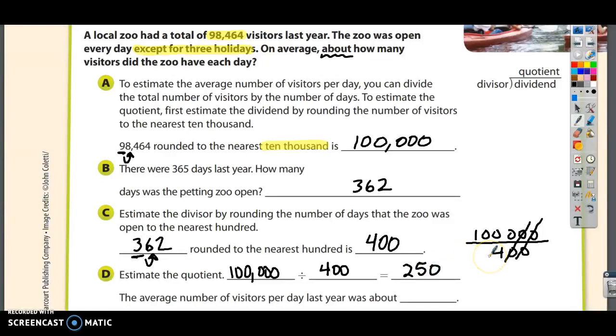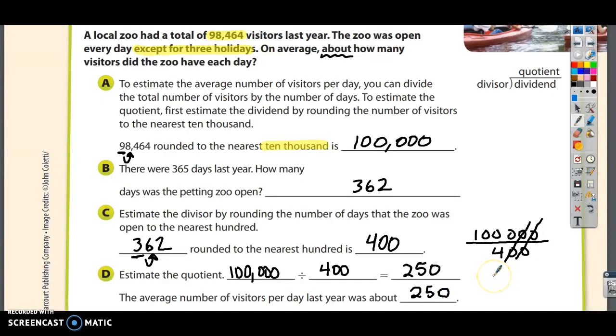Now, I'm going to prove that to you. We're going to check our work now when we get to the bottom on the reflect number 1. If you're not positive that I made that computation correct, I'll prove it to you that I did. Question D, or the follow-up question, says the average number of visitors per day last year was about 250.